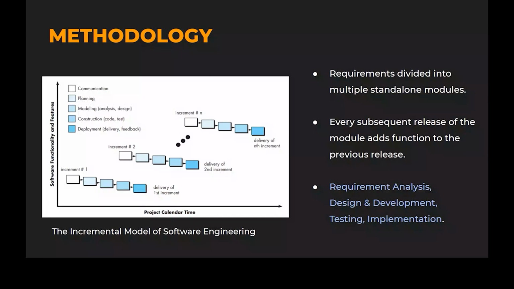Coming to the methodology, we are outlined to use the incremental model, which belongs to the software development cycle of software engineering. Implementing it with our application, we are segregating the application into four modules, and every subsequent release of this module adds function to the previous release. Each module release includes requirement analysis, design and development, testing, and implementation respectively.